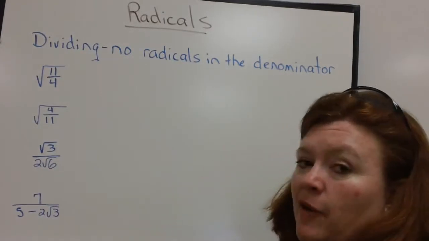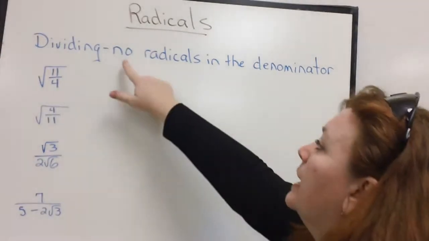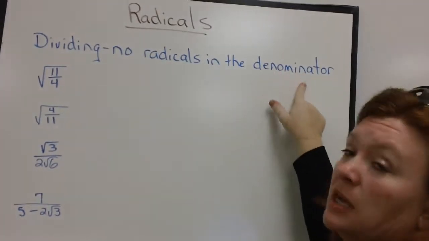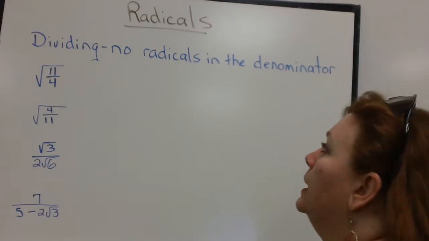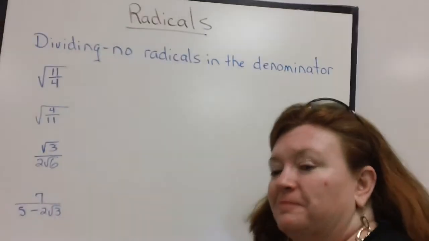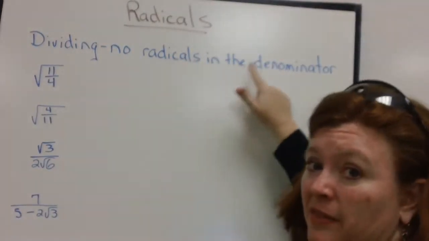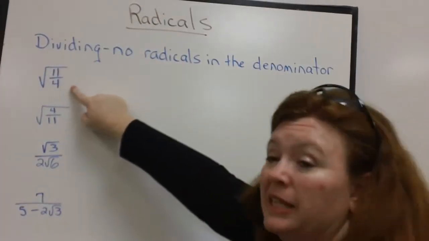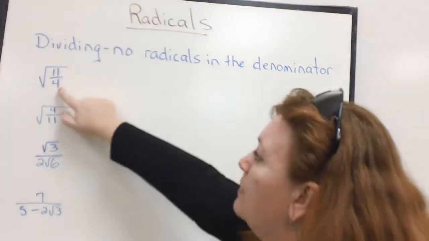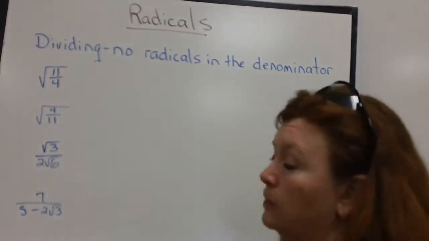When you're dividing, there is the number 1 rule. When you see a fraction, absolutely, you can have no radicals in the denominator, none. There's a flip side to that. Not only can you have no radicals in the denominator, you can have no denominator in the radical, which is actually the situation right here. I have a denominator underneath my radical.